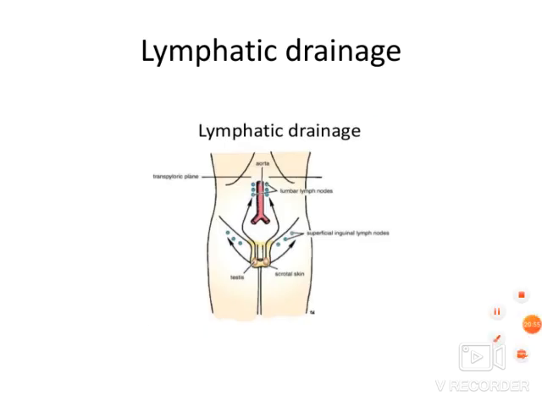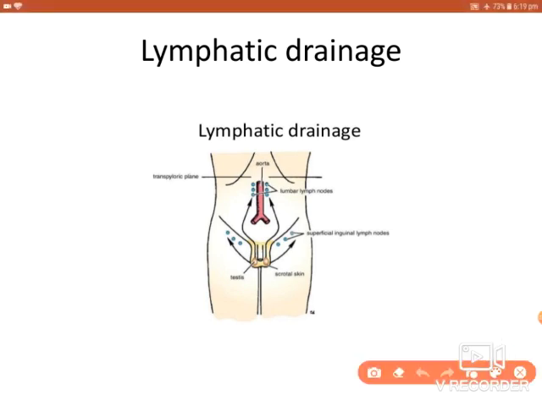Then here you can see the lymphatic drainage. The testis shows the para-aortic lymph nodes on each side of the abdominal aorta. The scrotum's lymphatic drainage shows the superficial inguinal lymph nodes. Then the nerve supply is autonomic, to the T10 segment of the spinal cord.